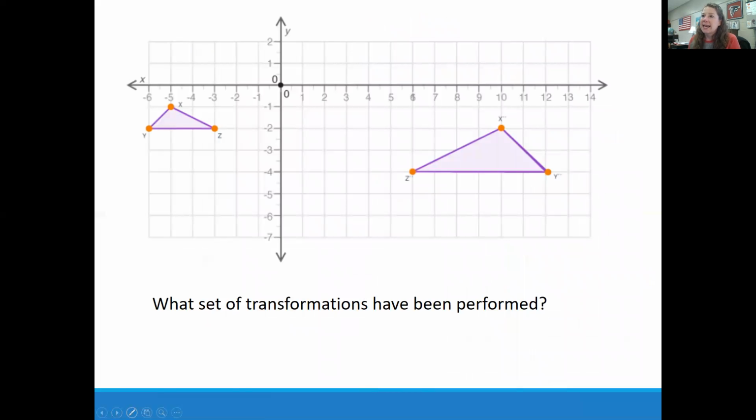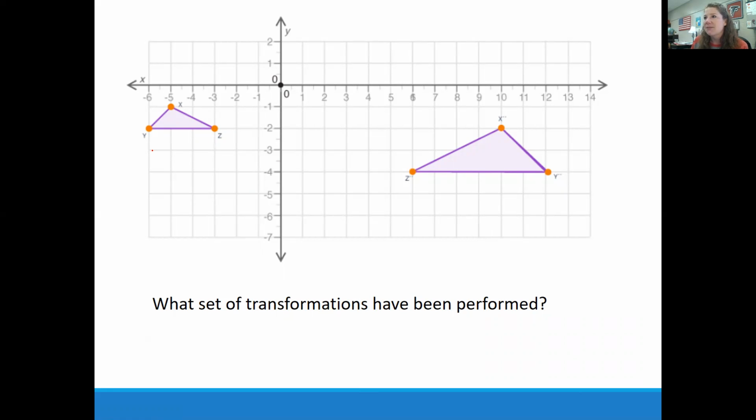All right, so here the question is, what set of transformations, that means at least 2 things have been done to our original triangle to get the image. So first of all, we have to identify the image, which is the one on the right, because we have double prime marks. The reason we have double prime marks is because 2 transformations have happened. So we've got to identify what has happened. The first thing I noticed is that Z and Z prime, one of them's been flipped, right? So let's start with that.